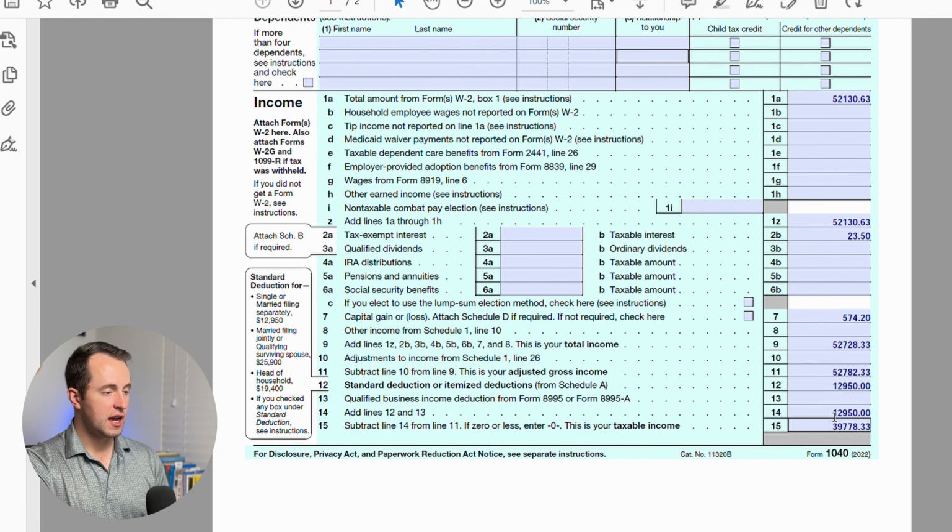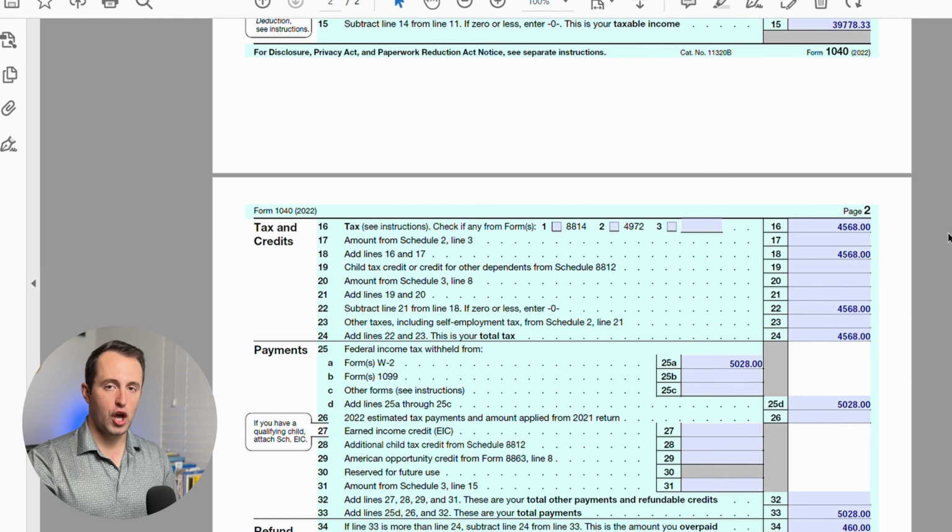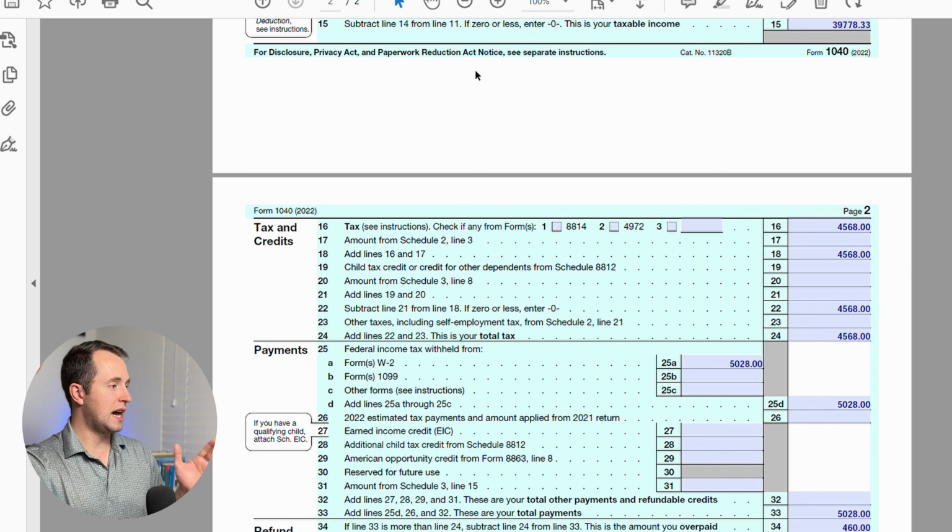So in this instance, the taxable income for John for tax year 2022 is $39,778.33. Now congrats, that's half of your 1040 actually complete. And now we're going to move on to the next page. And this is where you actually figure out how much you actually owe in taxes based on the income that you generated. So that's going to take us to line 16.